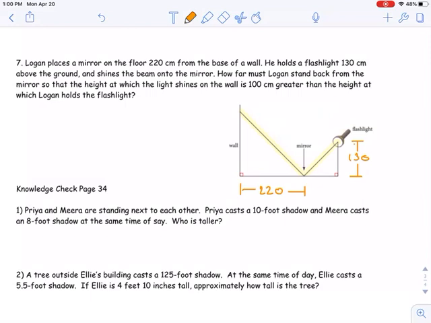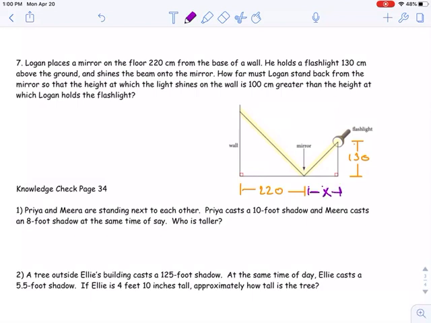She shines the beam onto the mirror. How far must Logan stand back from the mirror so the height at which the flashlight shines on the wall is 100 centimeters greater than the height at which Logan holds the flashlight? Ooh, so this is a little bit weird. We need to know this distance. How far should Logan stand back from the mirror?